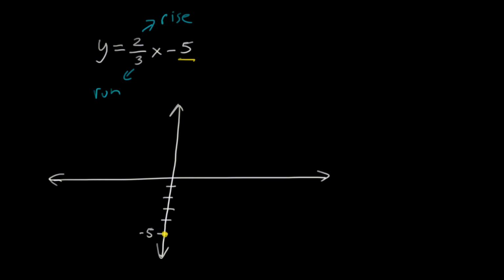So we're going to go up 2, 1, 2, and then we're going to go to the right 3, 1, 2, 3. So our second point is going to be right here. Then you get a ruler and draw a line through the 2 points.